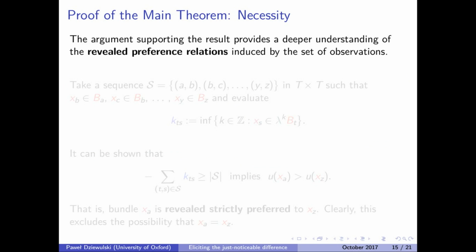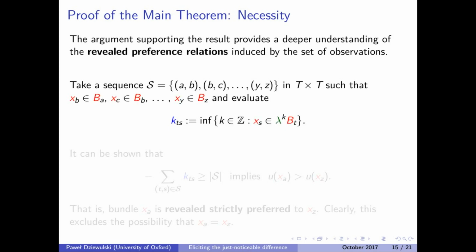Nevertheless, I would like to discuss the main idea behind the necessity of the axiom for this form of rationalization. Suppose that a set of observations is rationalizable with a noticeable difference lambda and some utility function u. Take any sequence S such that bundle xb belongs to BA, bundle xc is in BB, and so on. In particular, it need not be a cycle. That is, bundle XA need not coincide with XZ.